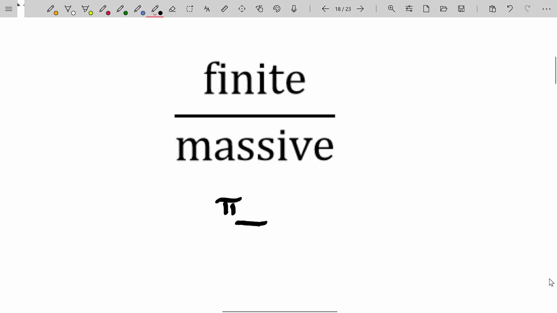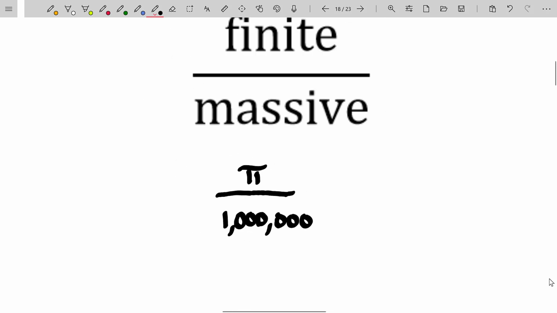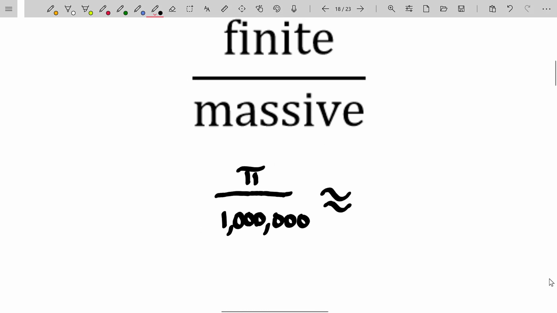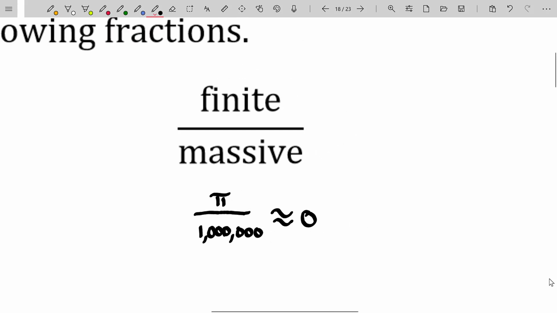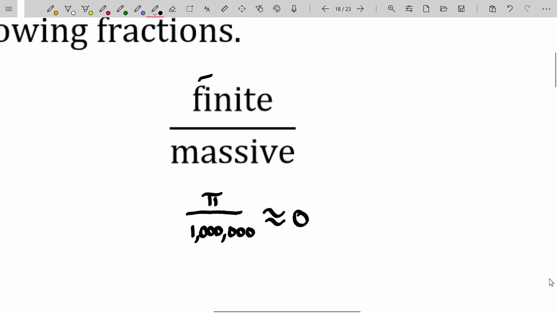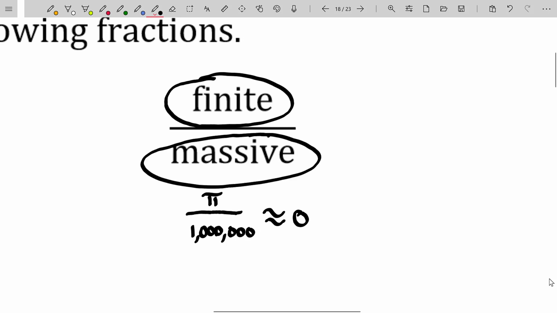That's finite. And think of some massive number, like 1,000,000. That's pretty massive, I suppose. It's not actually massive in the scale of the universe, but whatever. But if I said I have pi over $1 million, that is nothing. That's less than a penny. Okay, so I have very little. So this is approximately 0. I mean, it's not 0, but it's close to 0. And the whole point of that statement is if you have a finite number over any massive number, the reality is that that will tend to 0.